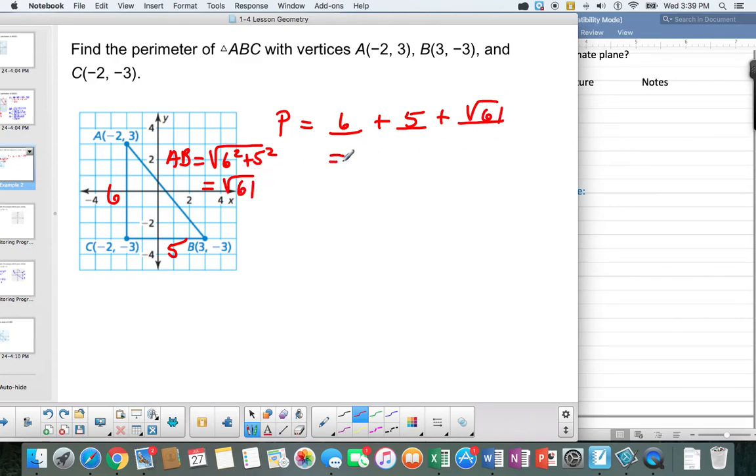All right, so the answer is 11 plus root 61. Now you can't put these together, but you can approximate by putting root 61 in your calculator. And if you do that and round to the nearest tenth, the answer is about 18.8.